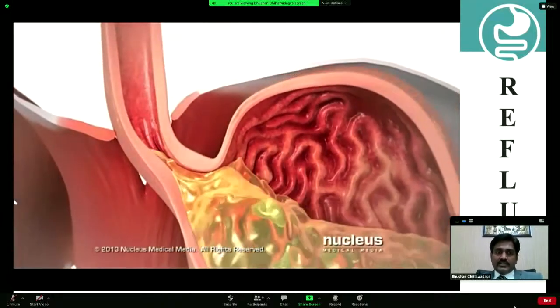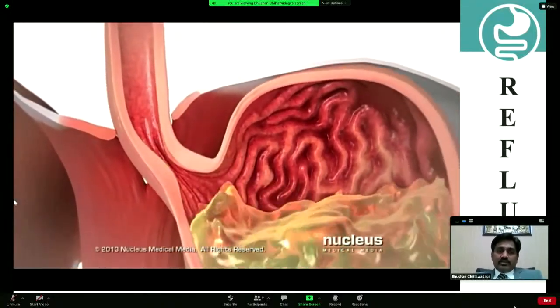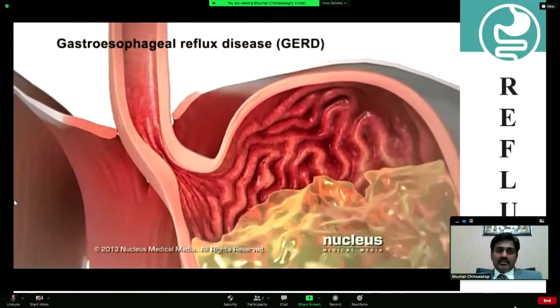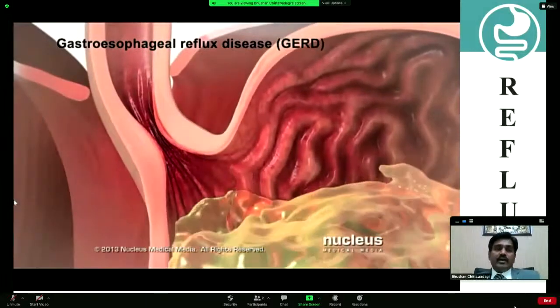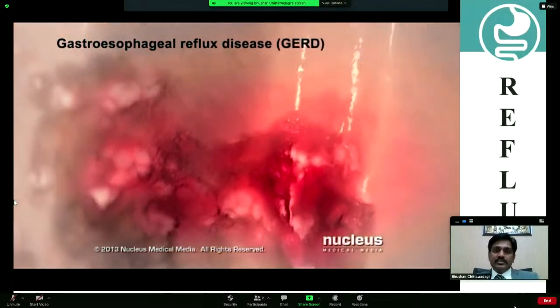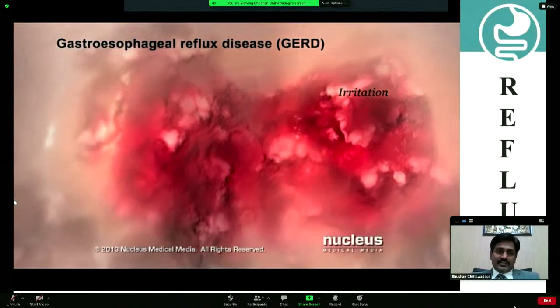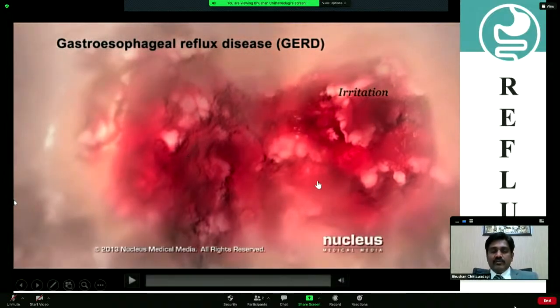Now, whenever the acid starts entering into the food pipe, you start seeing irritation around that. Whenever it irritates for a longer duration, you will start finding development of wounds like this, which we call gastritis, or whenever it happens in the food pipe, we call it esophagitis.